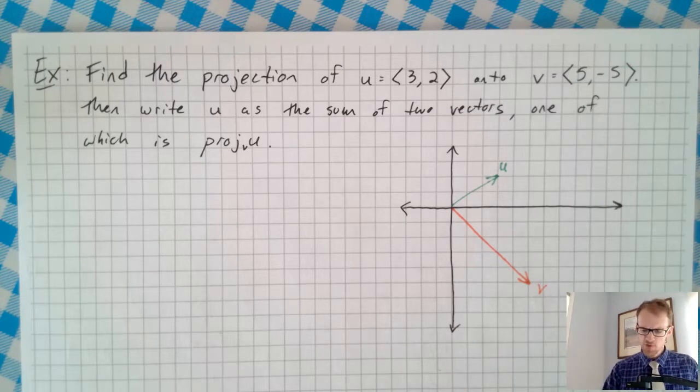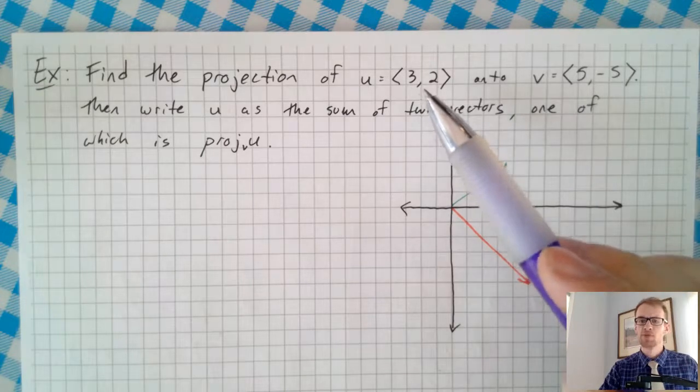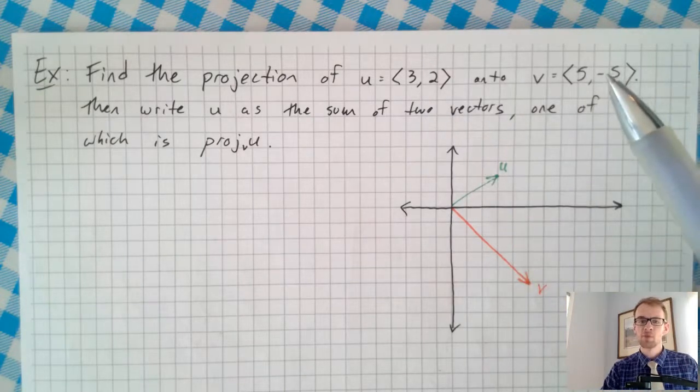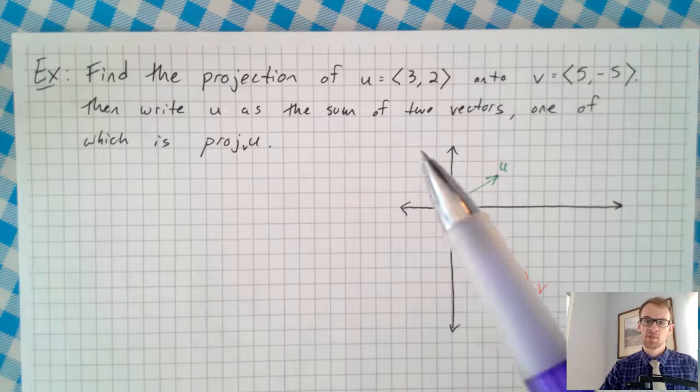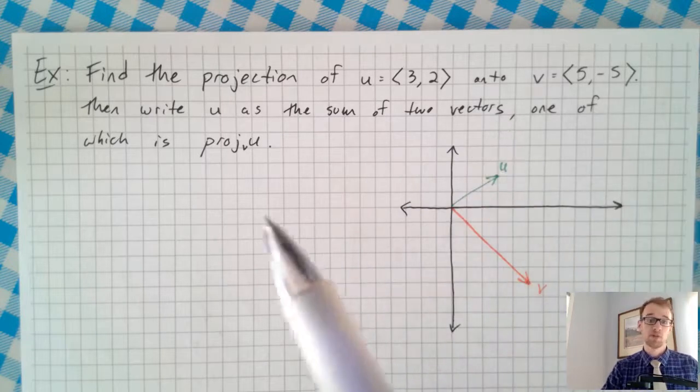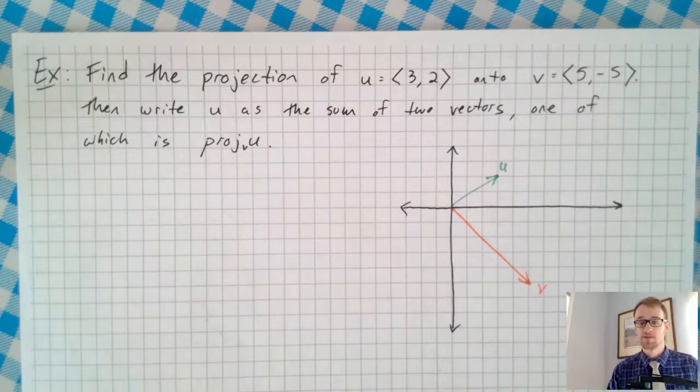Find the projection of u, and we have the component form of u, onto v, and we have the component form of v. Then write u as the sum of two vectors. This is the fun part, one of which is that projection of u onto v. Okay, so two parts. First, find the projection. We have a formula for that.